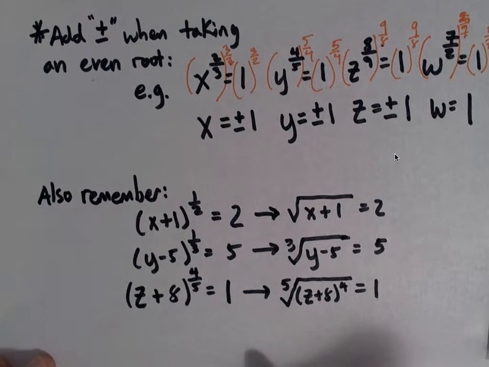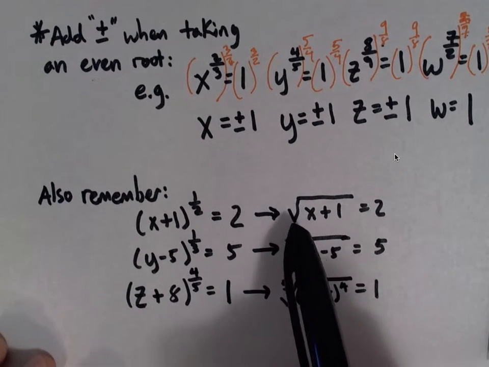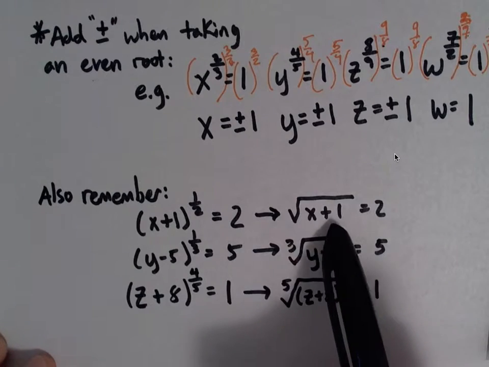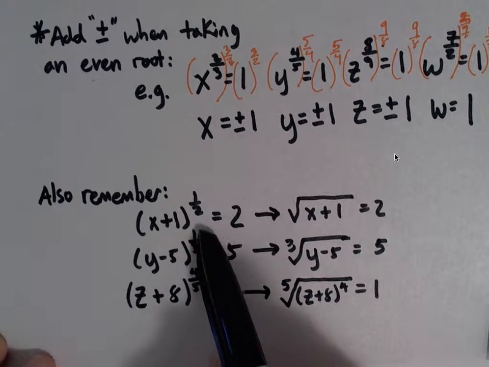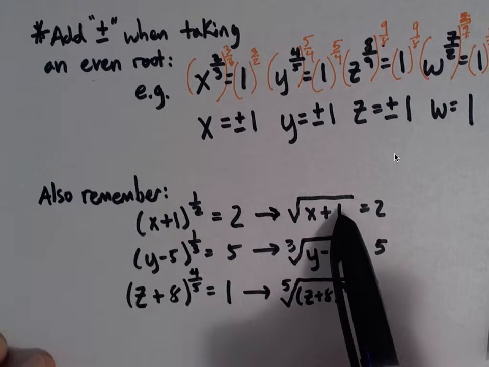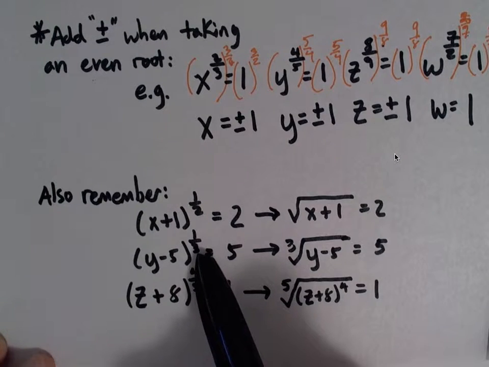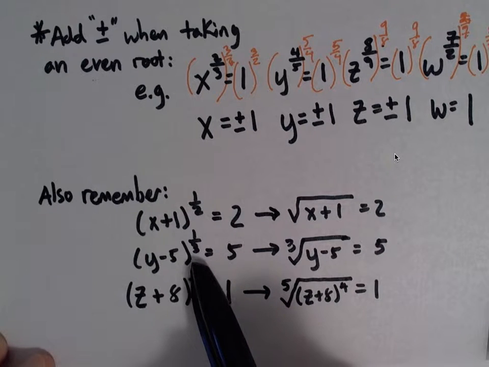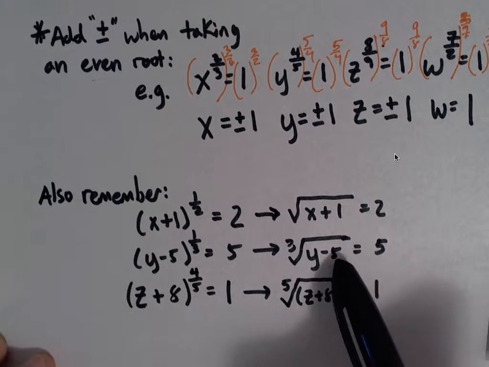Also, one more thing to remember here. When you have a square root of x plus 1 equals 2, you can also write that as x plus 1 to the 1/2, or vice versa. So this is the same as this. Same thing here. If you have y minus 5 to the 1/3 equals 5, that's a 3, so that's the same as the cube root of y minus 5 to the 5th.